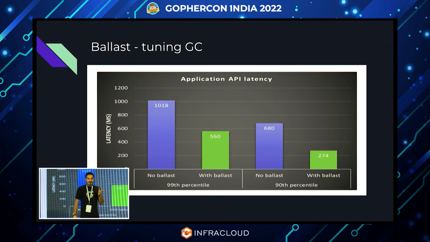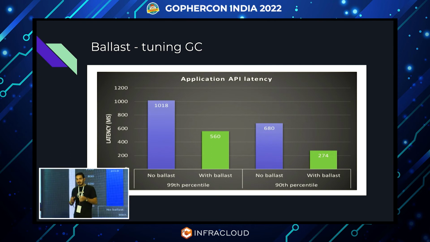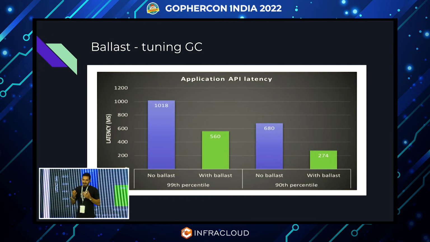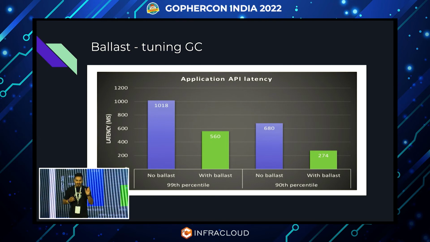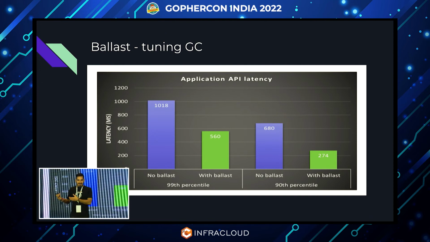So how can we reduce it? The 25% is the fixed cost, plus there is a variable cost as well, which I'll explain when I come to the GC assist. But as you can see from the results of applying Ballast to the program, without Ballast the 99th percentile latency is somewhere around 1000 milliseconds. But post Ballast, it's around 560. So that's roughly a 40% reduction. The same could be seen with the 90th percentile as well.